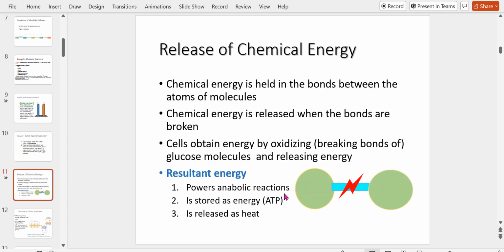Aha, interesting. Okay, release of chemical energy. Chemical energy is held in the bonds between the atoms of molecules. We know this already. And it is released when the bonds are broken. Absolutely. Cells obtain energy by oxidizing, breaking bonds of glucose molecules and releasing energy. So that's how cells get energy, by oxidizing, breaking bonds of glucose. The resultant energy powers anabolic reactions, is stored as energy, ATP, and is also released as heat.